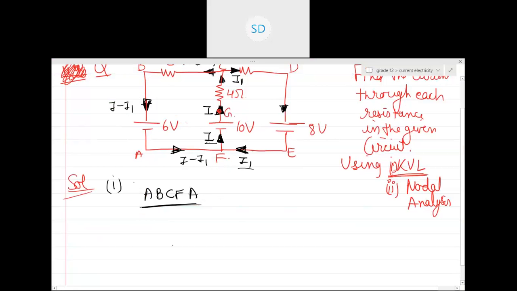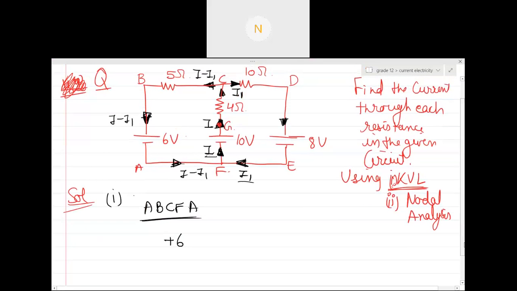Yes, 6 volt. Plus. So plus 6. And we are going from B to C. So plus 5 into I minus I1. Then after that we are going through the 4 ohm. Plus 4I. If you remember the current passing through this is I, right? So plus 4I. Then battery. Minus 10.